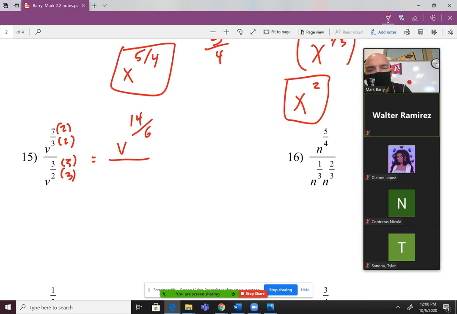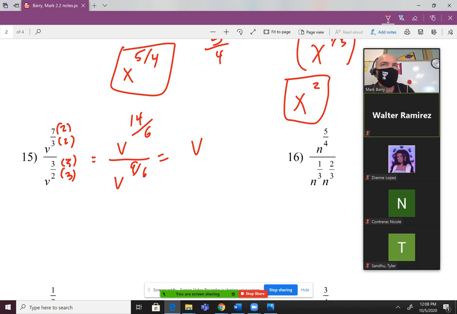v to the power of 14 over 6 up top, v to the power of 9 over 6 on bottom. So now we have the common denominators, so now it's easier to compare them. So who has more troops, the top or the bottom? It's clearly the top now, right? Now that they're both over 6, we can see that the top has more. So the top's going to win the battle.